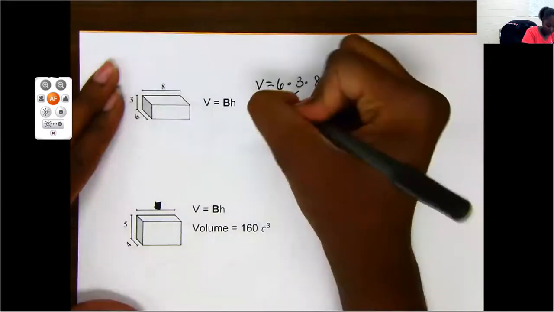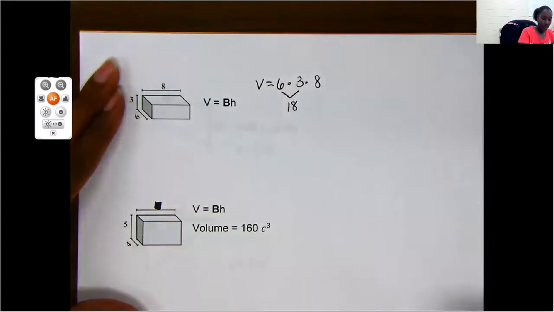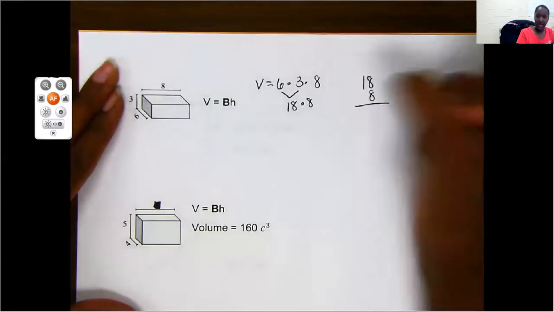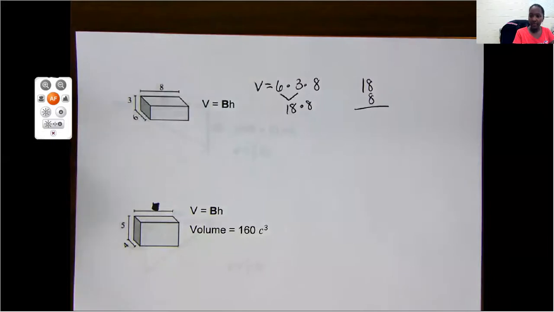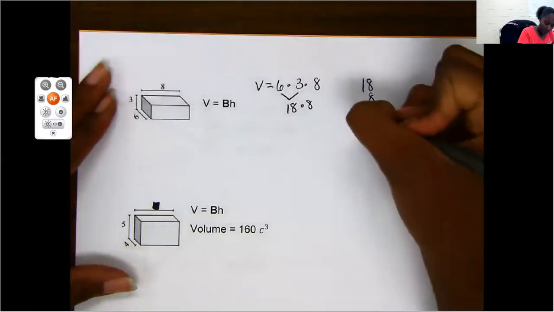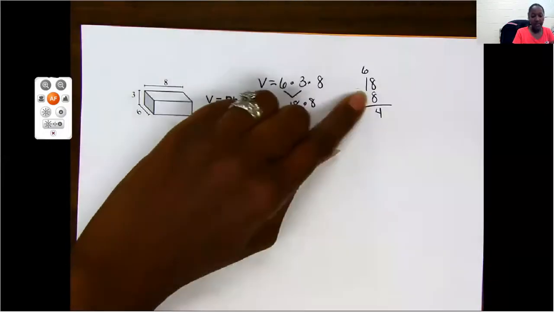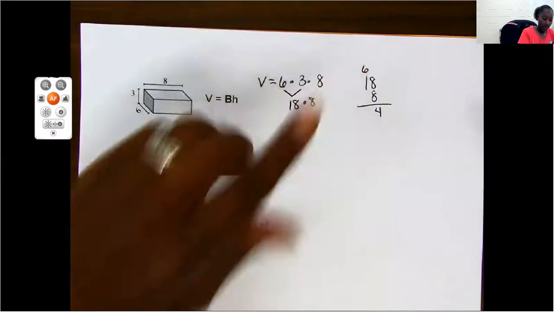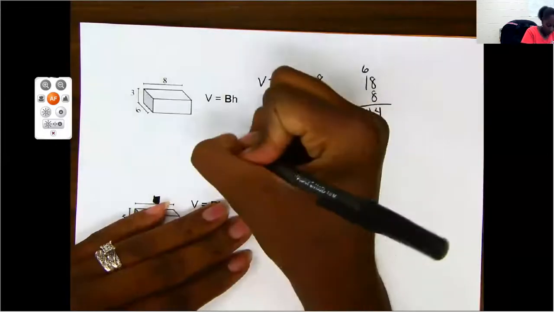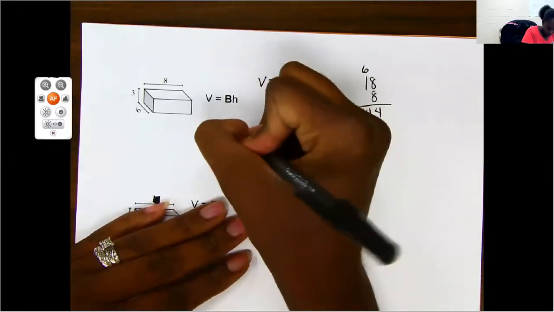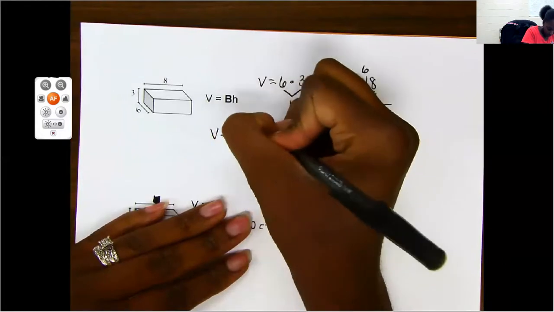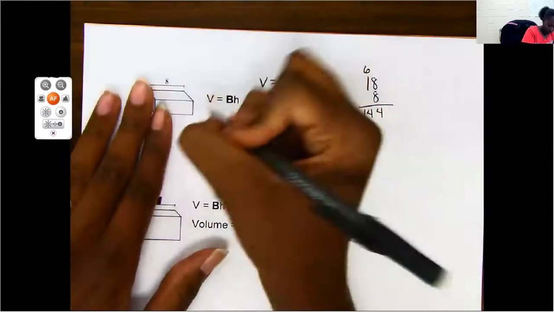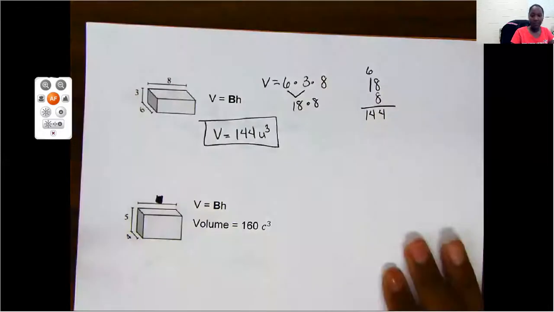So I'm going to do 6 times 3, which is 18. And then I'm going to bring down the times 8. I'm going to set that up over here so I can line it up. 8 times 8, 64. 8 times 1 is 8, plus 6 is 14. So our volume equals 144 units cubed. I put units because they didn't label this, so just so we have it.